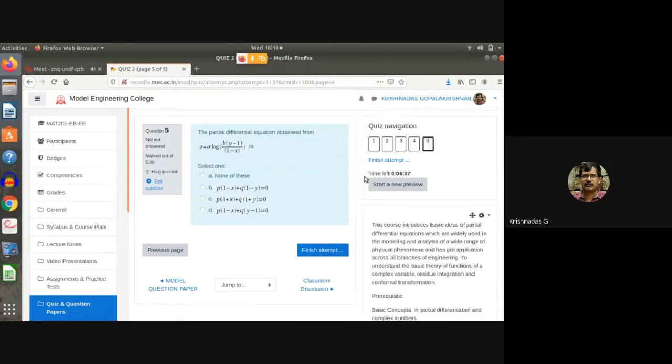Then this is again a problem which requires some steps of solution. That is again the method of elimination of arbitrary constants. So this is a log function. You simply write it as a into log b plus log y minus 1 minus log 1 minus x. We expand it like that and try to differentiate with respect to x and with respect to y. I'll get the answer maybe p into 1 minus x into q into 1 minus y, that is b. The answer may be b.